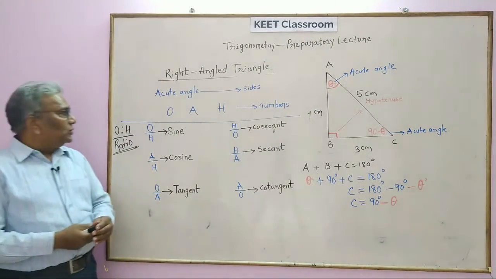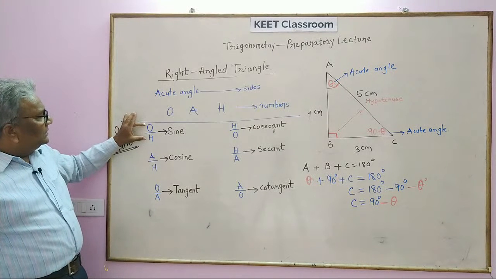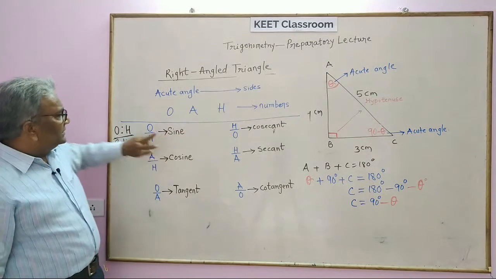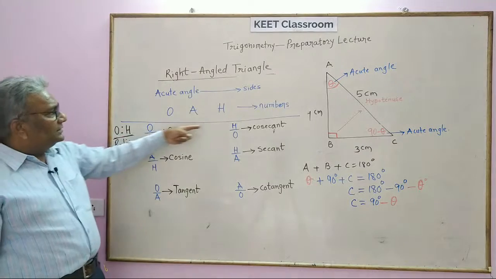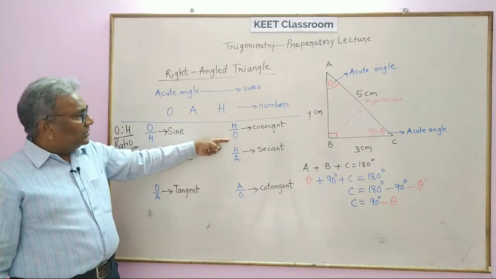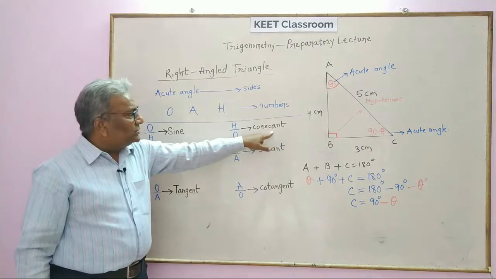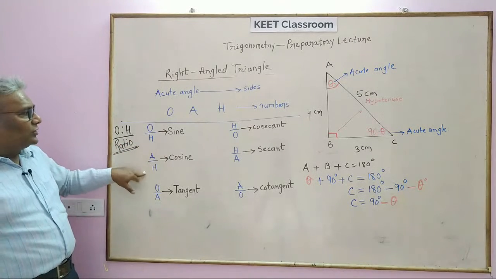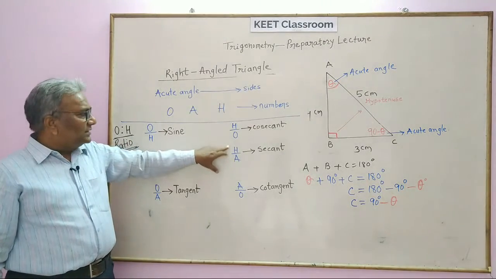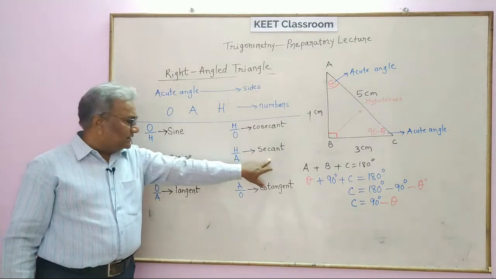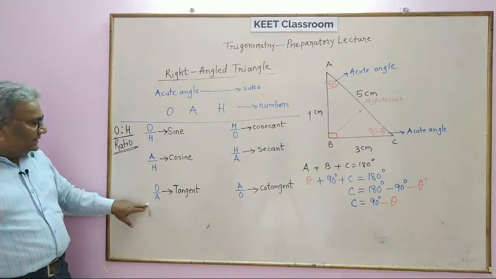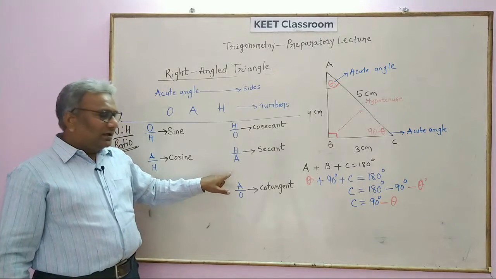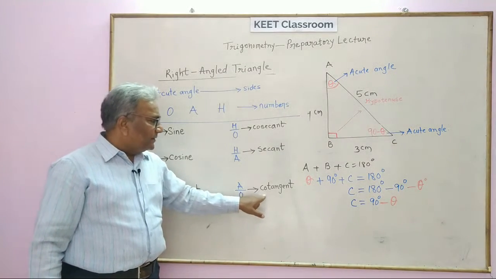On observing, you will note that your O upon H, which is sine, the ratio in front of it is exactly the inverse of it, that is hypotenuse upon opposite, which is called as cosecant. Similarly, cosine, which is adjacent upon hypotenuse, the inverse is hypotenuse upon adjacent called as secant, and then O upon A, that is opposite upon adjacent, is called as tangent, and inverting it, the inverse is adjacent upon opposite, which is cotangent.